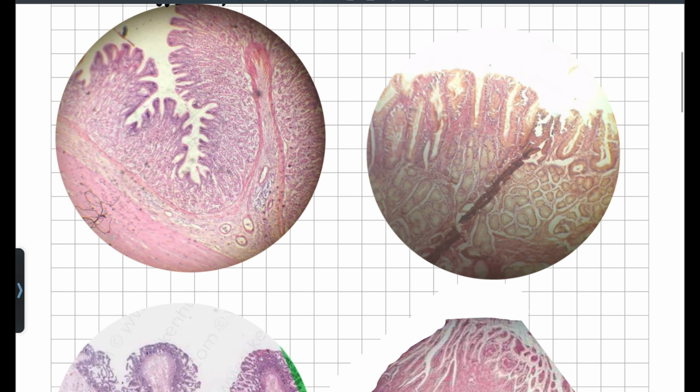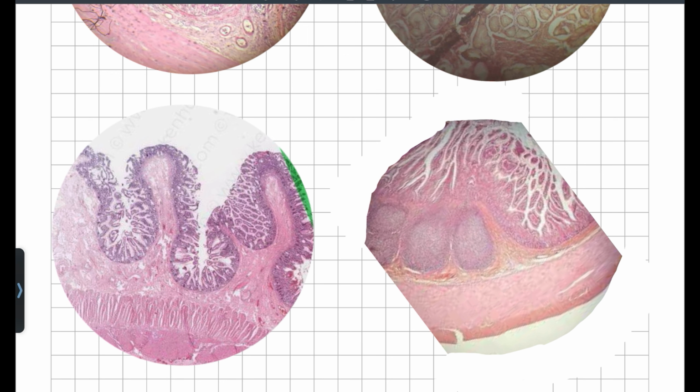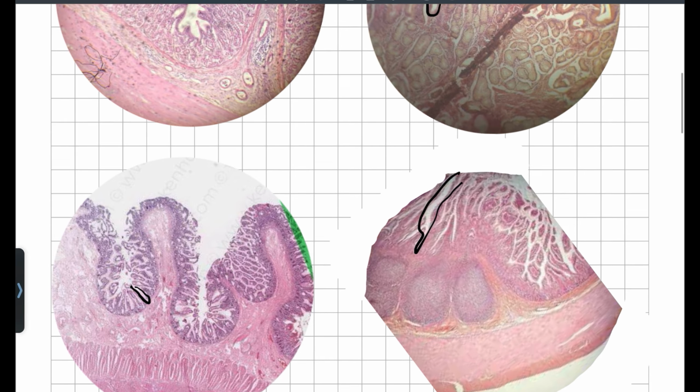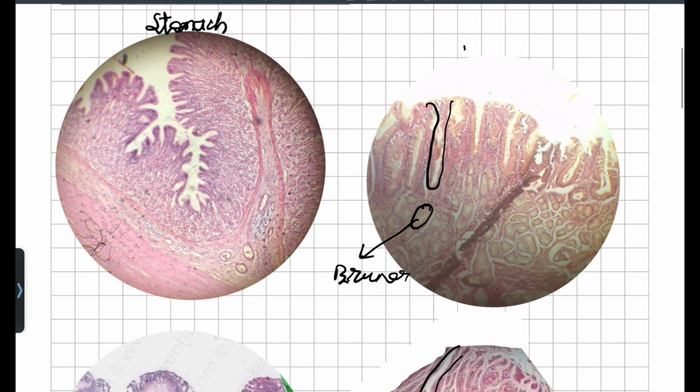Next, as we can see here, in the small intestine we have deep linings, and here we have deep linings which are reaching till the lamina propria. So these are all slides of the small intestine. Now we will differentiate between the duodenum, jejunum, and ileum. Duodenum has glands which are submucosal glands. These are nothing but Brunner glands. So by this we can identify it is the duodenum.